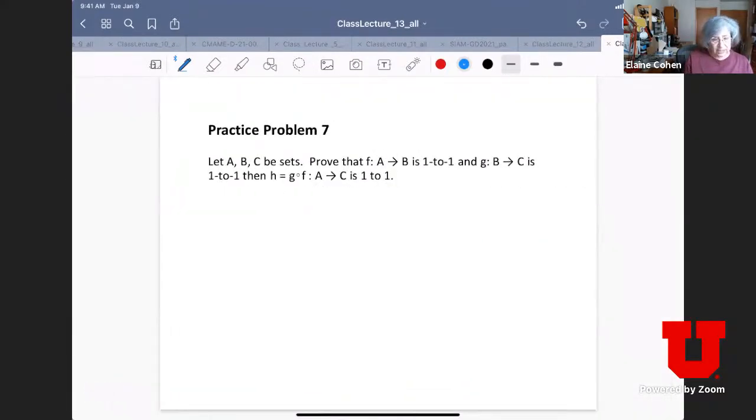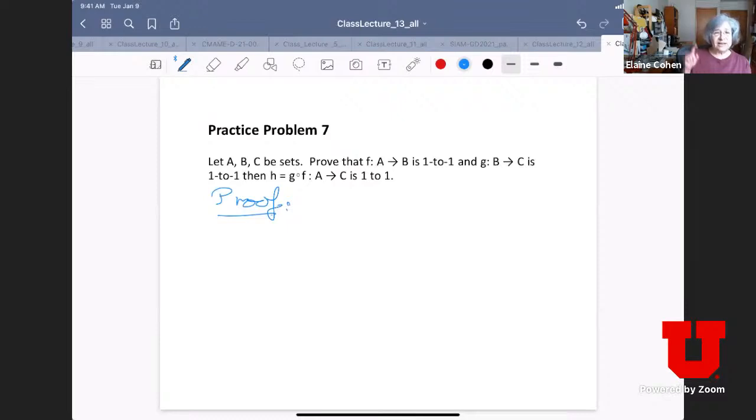Okay. Let's go back and prove some stuff about an earlier section here. Let A, B, and C be sets, and f from A to B is a one-to-one function, and g from B to C is a one-to-one function. Then h, which is equal to g of f, is one-to-one. How are we going to prove that? Anybody want to try it? I'll give you a chance to work on it yourself, okay?